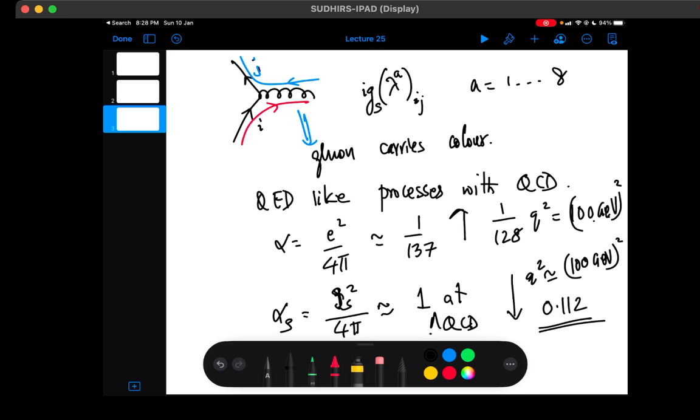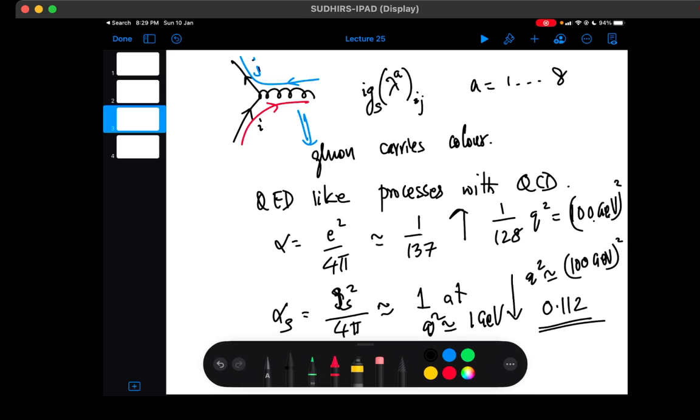But you see that it's already in a non-perturbative regime, so you cannot really apply perturbation theory at very low energy scales, around lambda, around 1 GeV or so. In fact, at the tau mass itself, at Q squared around 1 to 2 GeV, it increases to around 1, and at Q squared equal to hundreds of GeV, 100 GeV squared, it falls down.